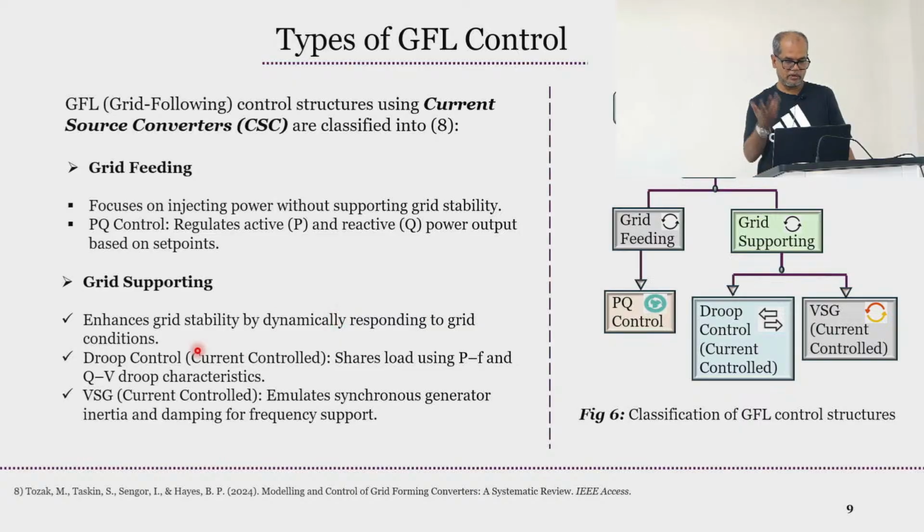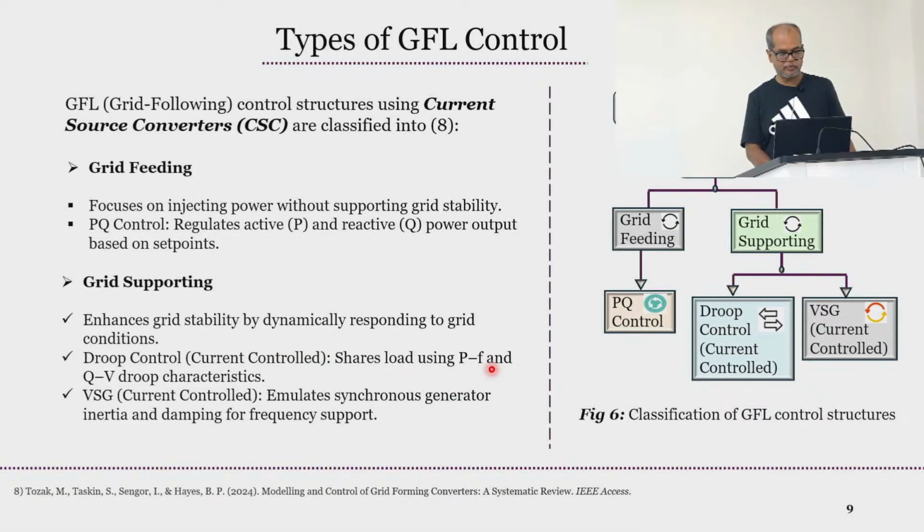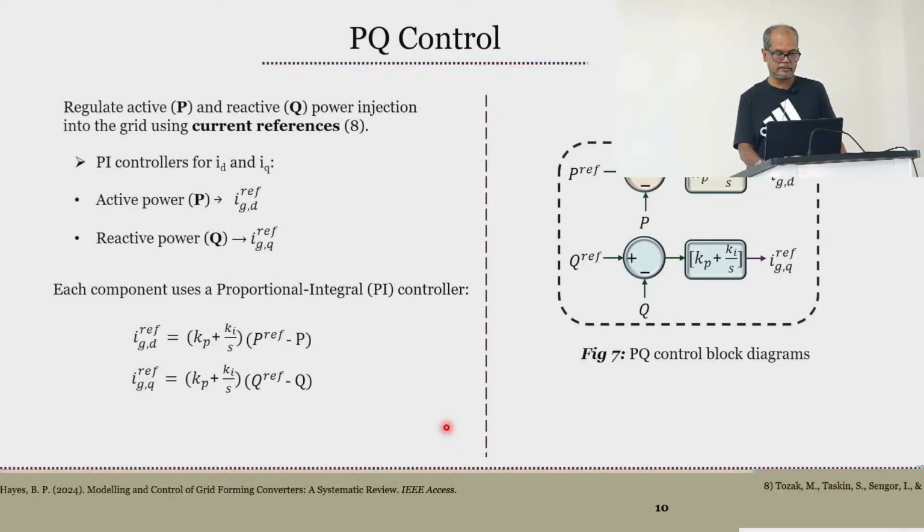Droop control is one of the very established control techniques available for an inverter. It is mainly used to share load, using either power-frequency or in some cases both power-frequency and voltage-reactive power droop. Again, there are many droop variants in the literature, and this one is current controlled. It tries to emulate a synchronous generator's inertia and damping for frequency support.